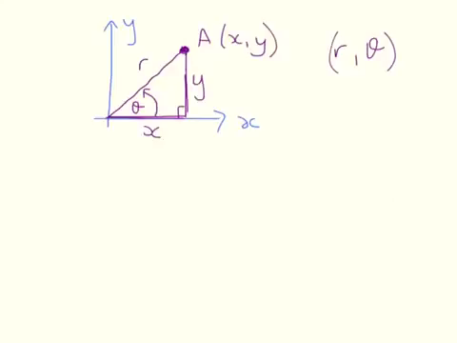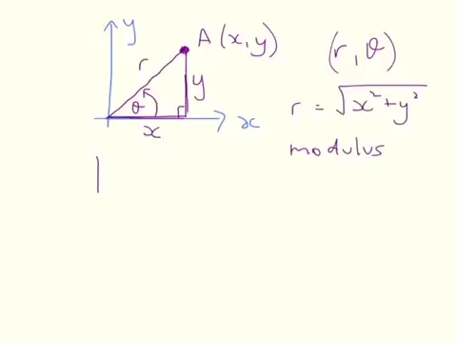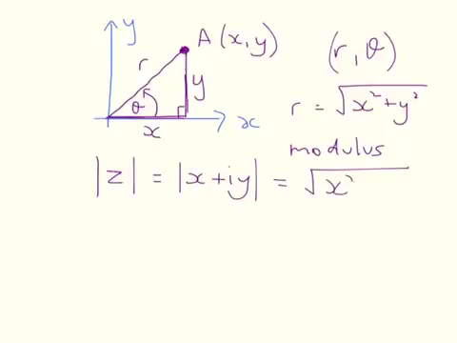From Pythagoras' theorem, we know that r is going to equal the square root of x squared plus y squared. And r is actually called the modulus. r is the modulus of that complex number z, and it's written as mod z, with the two lines there. Or if you like, mod of x plus iy. That's the same thing, and that is the square root of x squared plus y squared. The way we say that is mod z.